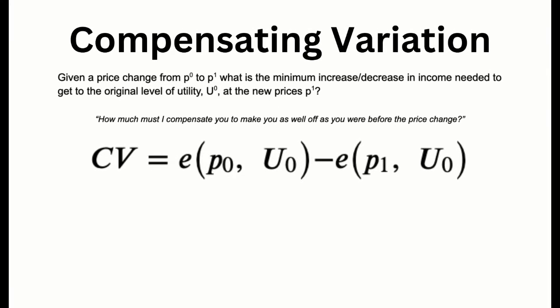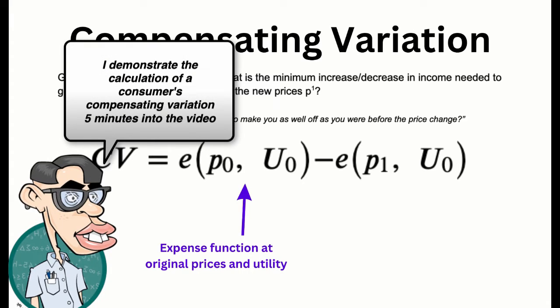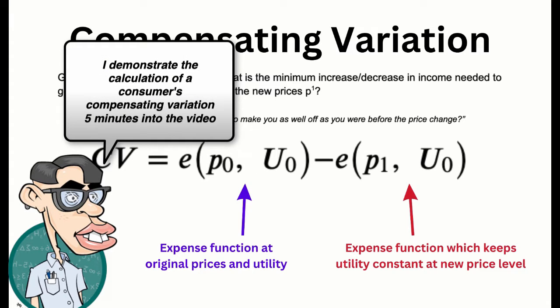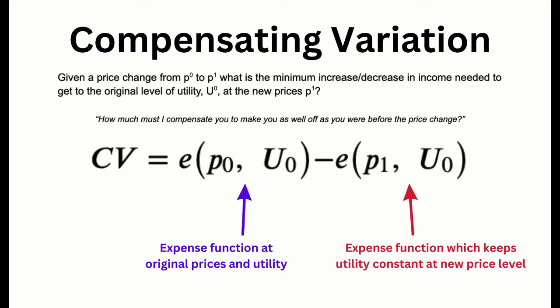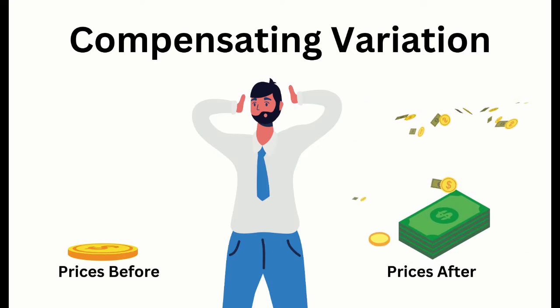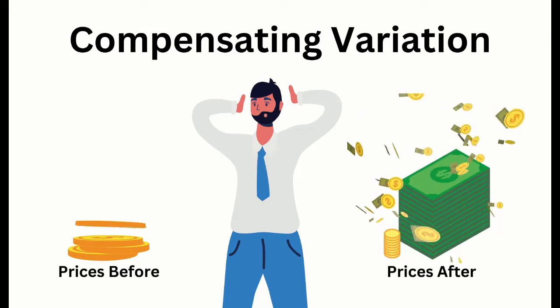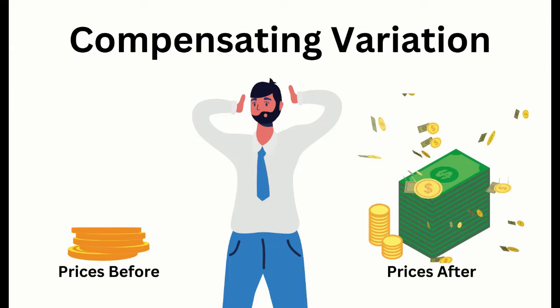Compensating variation refers to the additional amount of money a consumer would need to reach their initial utility after a change in the price of a good, a change in its quality, or the introduction of new products to the market. Economists use the compensating variation to find the effect of a price change on a consumer's net welfare.